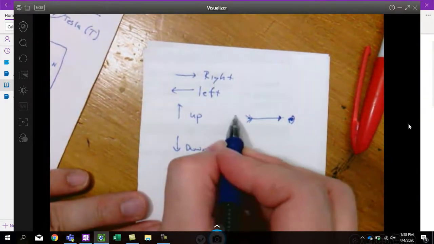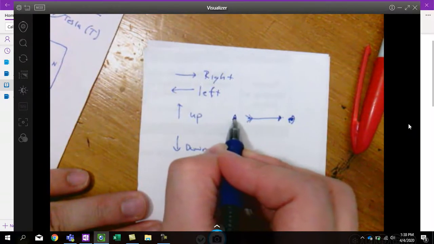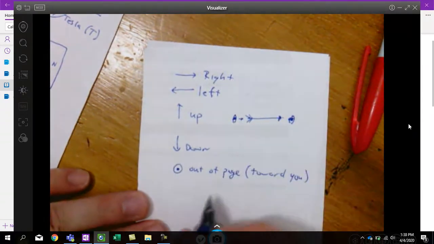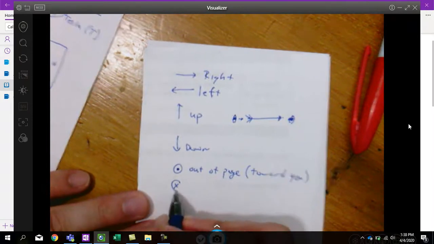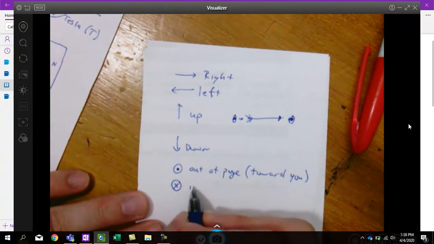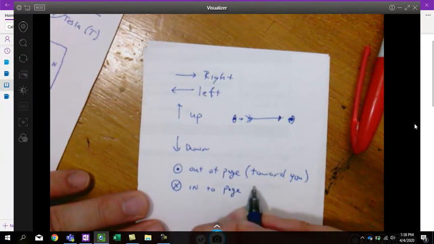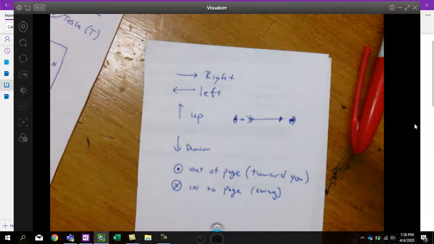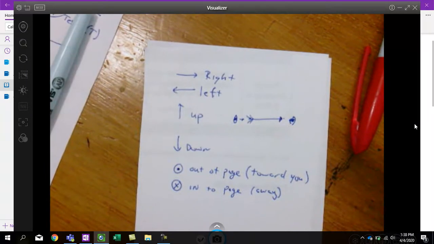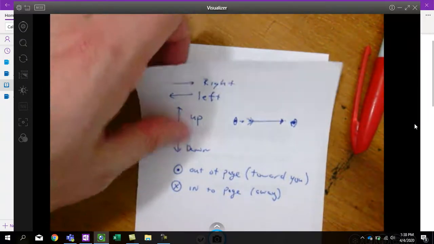And if you were to look back here at the back of the arrow, you would see some sort of a crosshairs as the arrow leaves you. Sometimes it's drawn with a circle, sometimes it's not. We're going to call this into page, or away. Okay, so we have to have that agreement because when we draw these 3-dimensional interactions in 2 dimensions, we have to come to an agreement as to how exactly that's to be done.